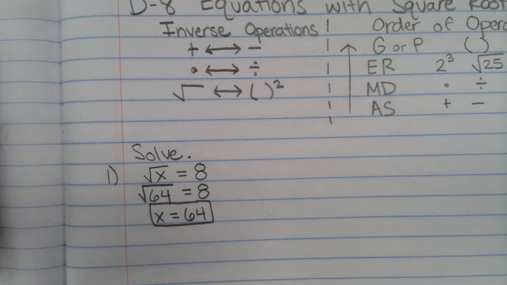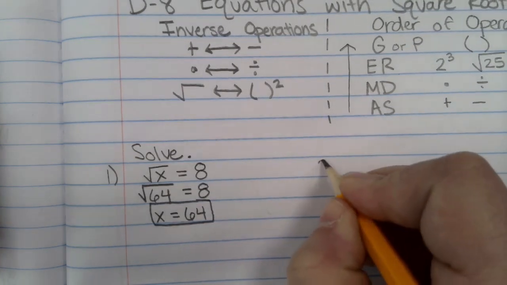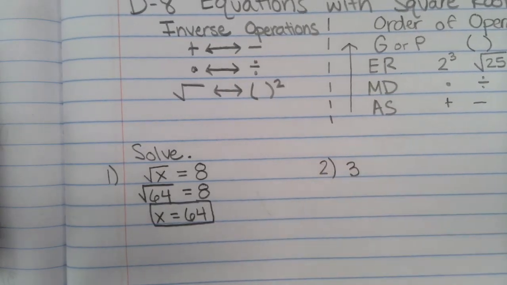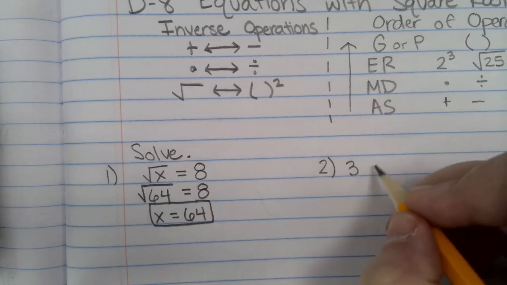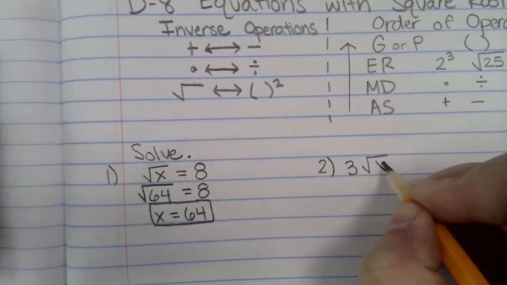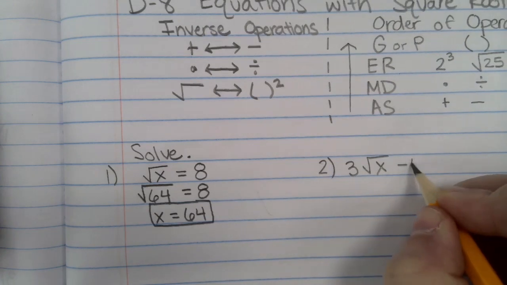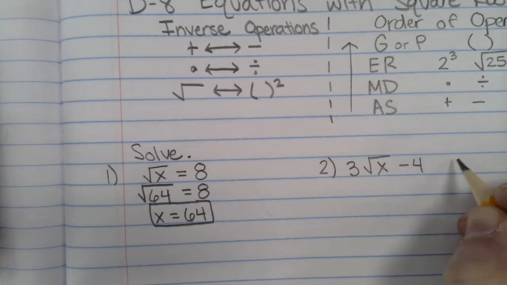So that's the way we can think about these problems. A lot of people, that comes naturally. But usually when we're in the middle of solving an equation, we like to think about doing things on both sides. So that's how we're going to switch it up for number 2. So for number 2, we have 3 square root of x minus 4 equals 26.